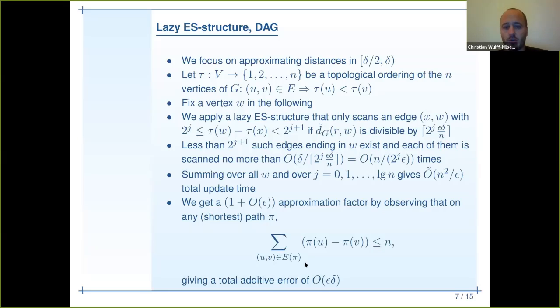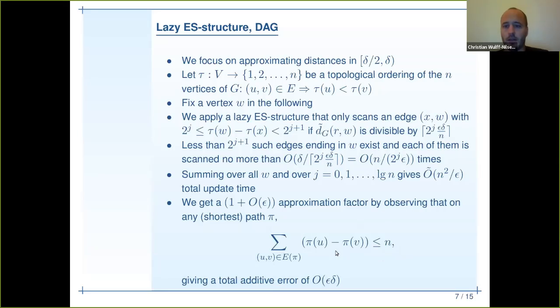So if you take any shortest path, in fact, any path at all, pi, and you sum over all the edges of this path of the topological order difference of the endpoints of this edge, then it's at most n. This is because it's a DAG. And this is really where we use the fact that the graph is a DAG.